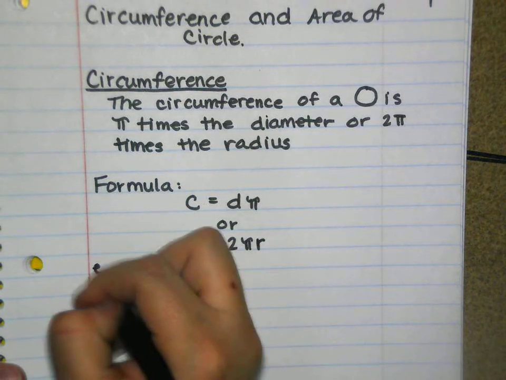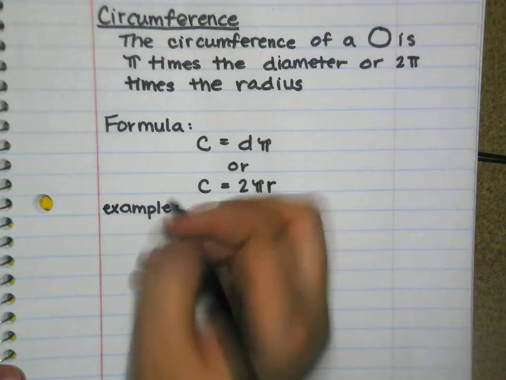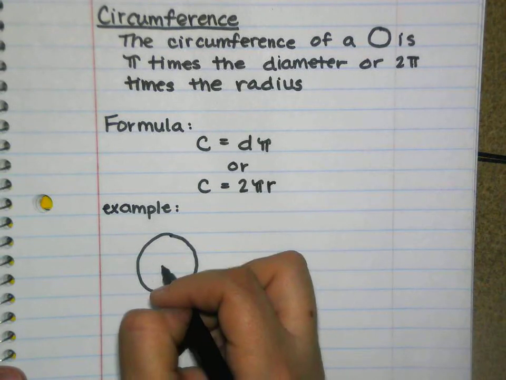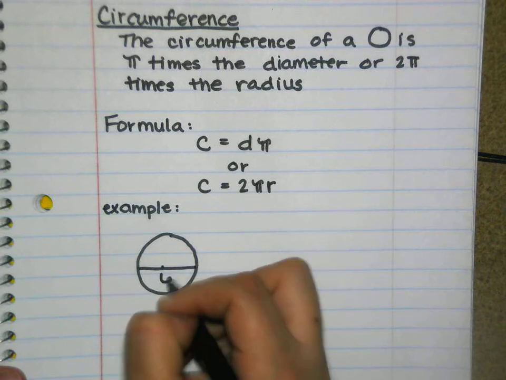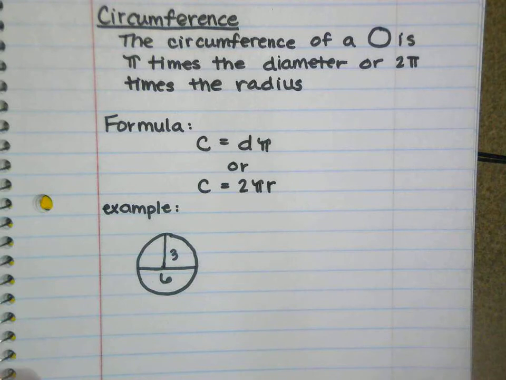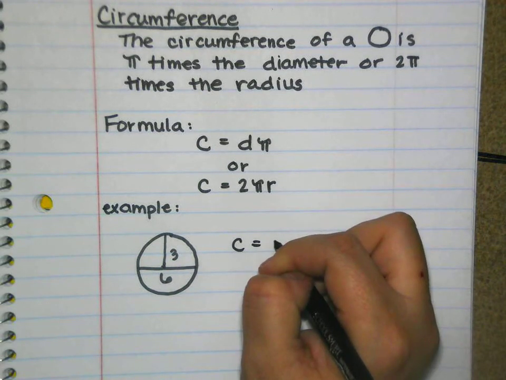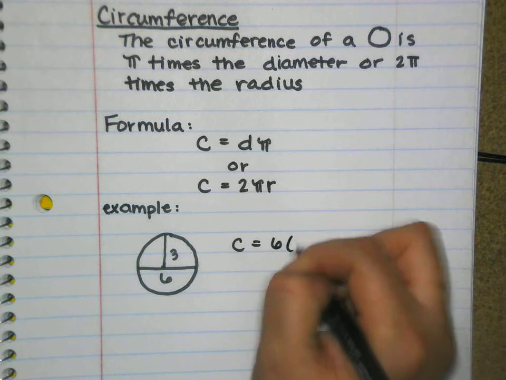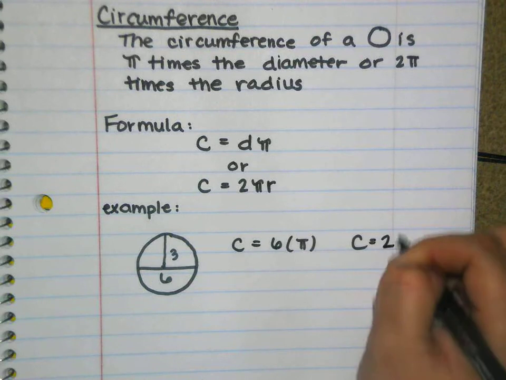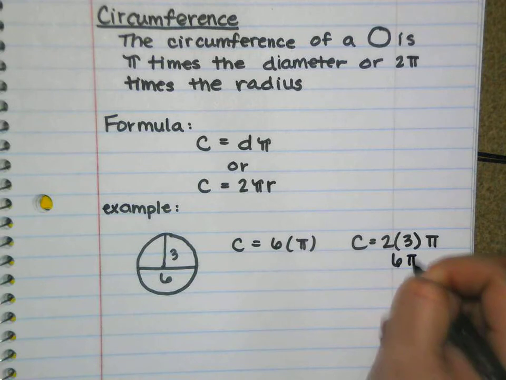Okay, let's look at an example of how this might work, and I'm just going to draw a freehand circle. We're going to assume it's a perfect circle. So here's a nice circle, center here, diameter is 6, which makes the radius 3 because the radius is half the diameter. So here circumference is going to be diameter, which is 6 times pi, or if we use the other one, we could say circumference is 2 times the radius, which is 3 times pi, which is still 6 pi, which is the same thing.